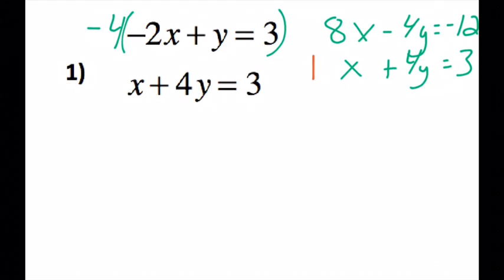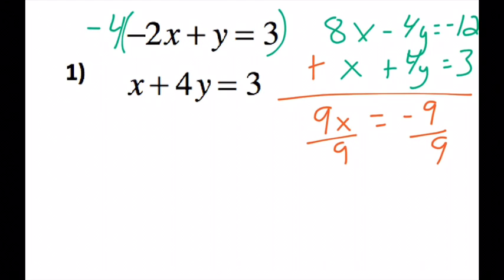Now we're going to go ahead and add these together because now my y's are going to eliminate. I have 8x plus 1x gives me 9x. And negative 4y plus 4y is 0 equals negative 12 plus 3 is negative 9. Divide both sides by 9. And x equals negative 1, which is the same answer we got before, where our x value is negative 1.